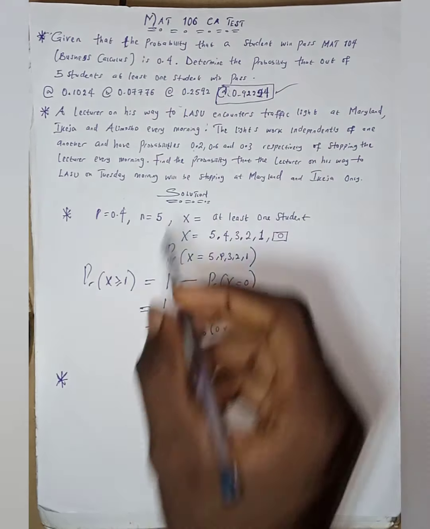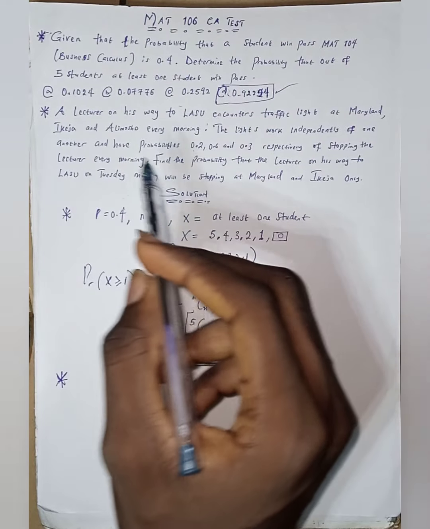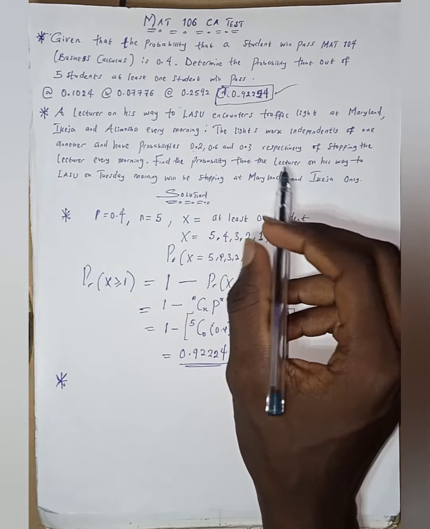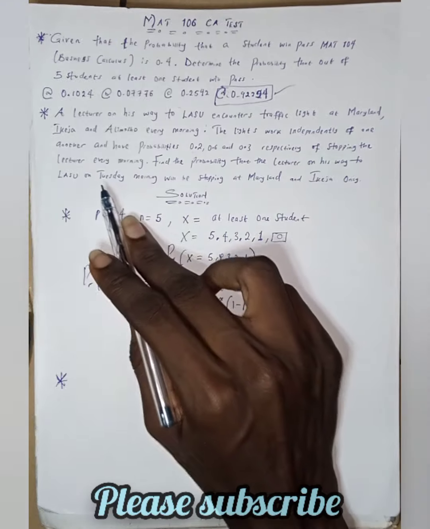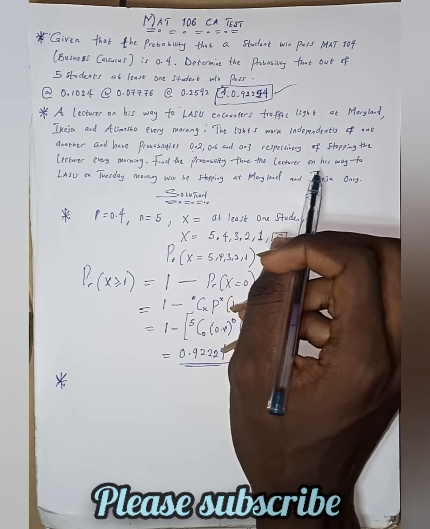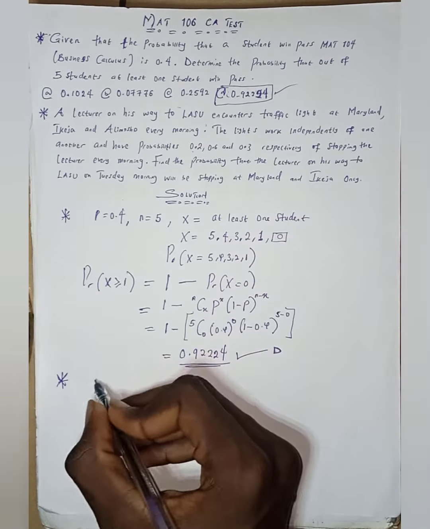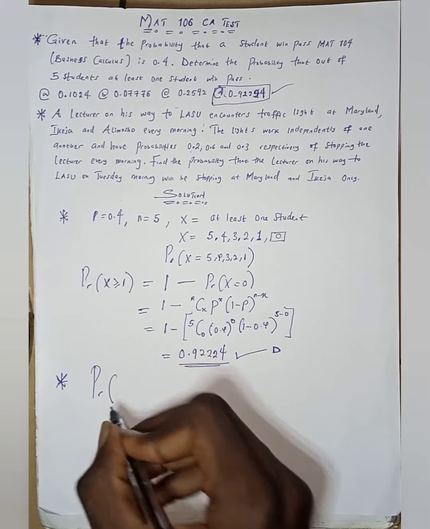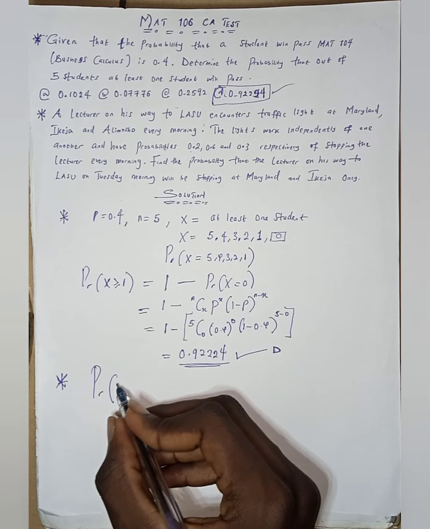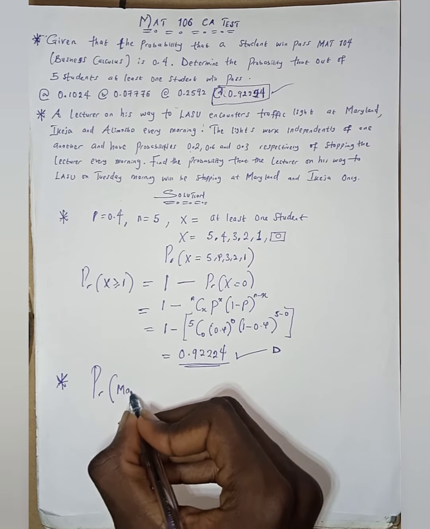That means for Maryland I have 0.2, for Ikeja I have 0.6, and for Alimosho I have 0.3 respectively, of stopping the lecturer every morning. Now find the probability that the lecturer on his way to LASU on Tuesday morning will be stopping at Maryland and Ikeja.